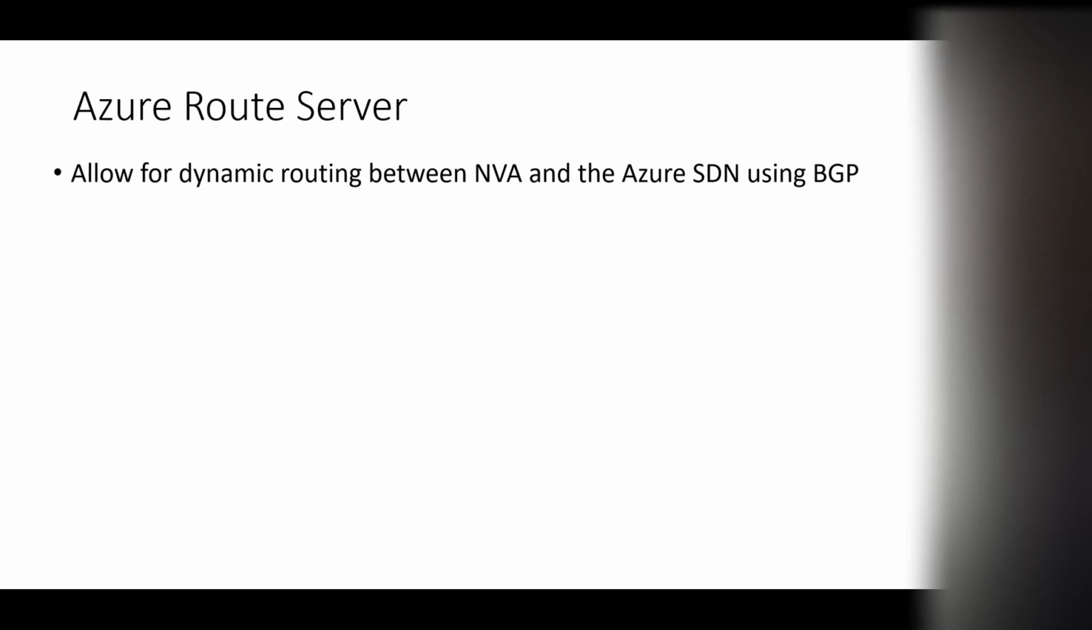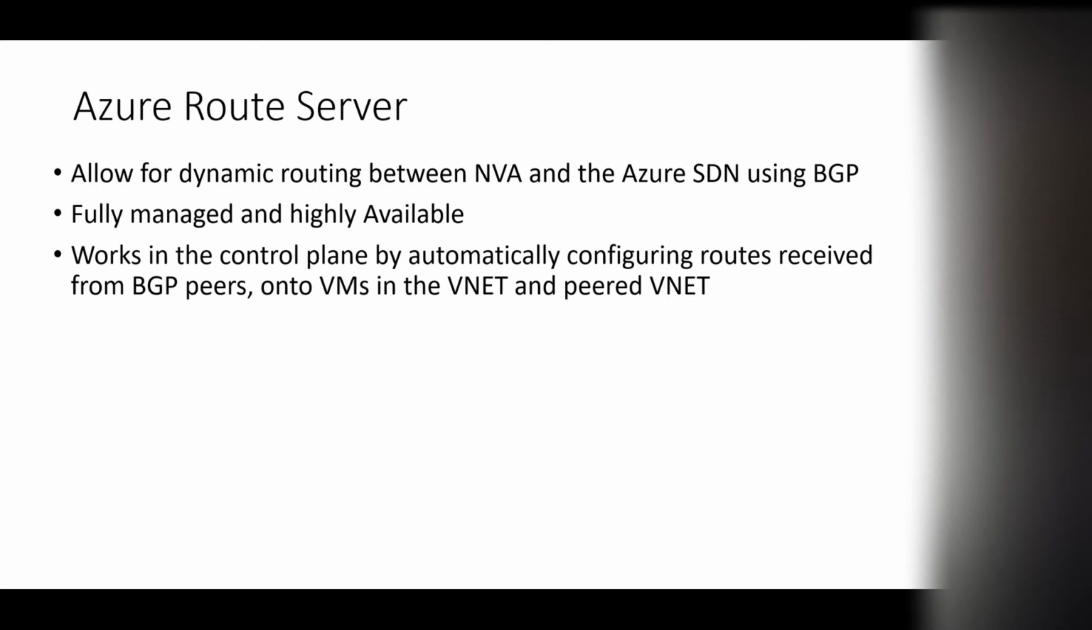So what does it actually do? Basically, it allows for dynamic routing between your network virtual appliance, what I call an NVA, and the Azure SDN using BGP. It's fully managed and highly available. It's a PaaS service, so you don't have to manage the VM running the software. It also provides high availability. Zonal redundancy is automatically incorporated in regions where availability zones are available. And next is that it works in the control plane by automatically configuring your routes. It allows you as a customer to make routing changes in the VNet or the peered VNet dynamically.